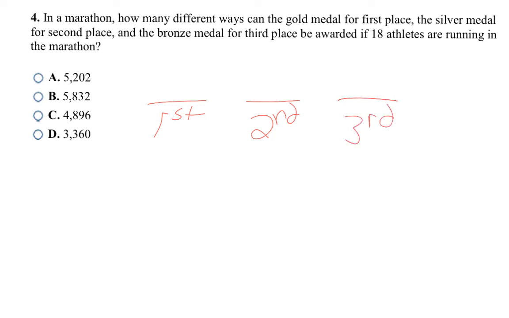First place, if there's 18 athletes, there's 18 different athletes that could win that medal. Now, once one athlete's awarded this gold medal, there's only 17 left to get the silver medal. So that's going to be 17 there. And then after the first and second are awarded, there's only 16 athletes left to be awarded this bronze medal. And so since these athletes are all being awarded medals, they're related to each other.